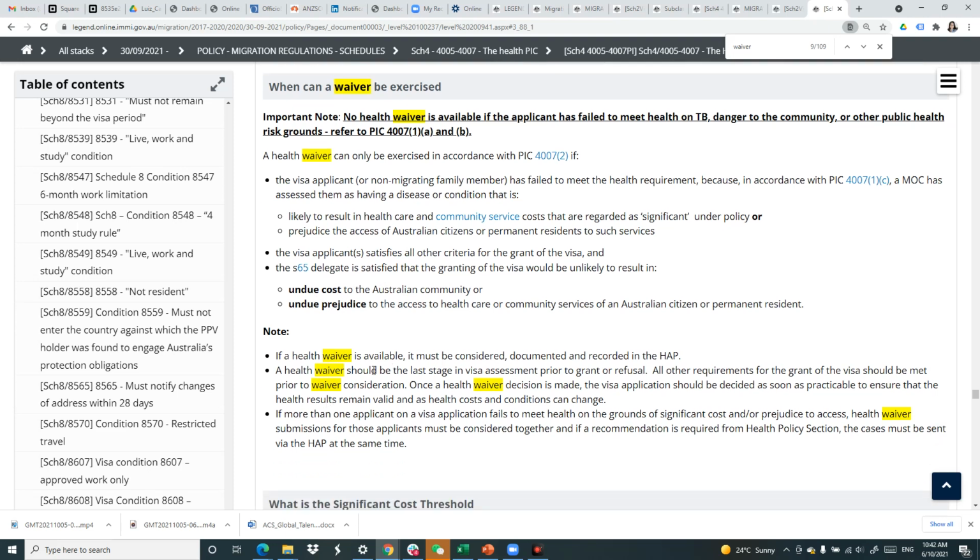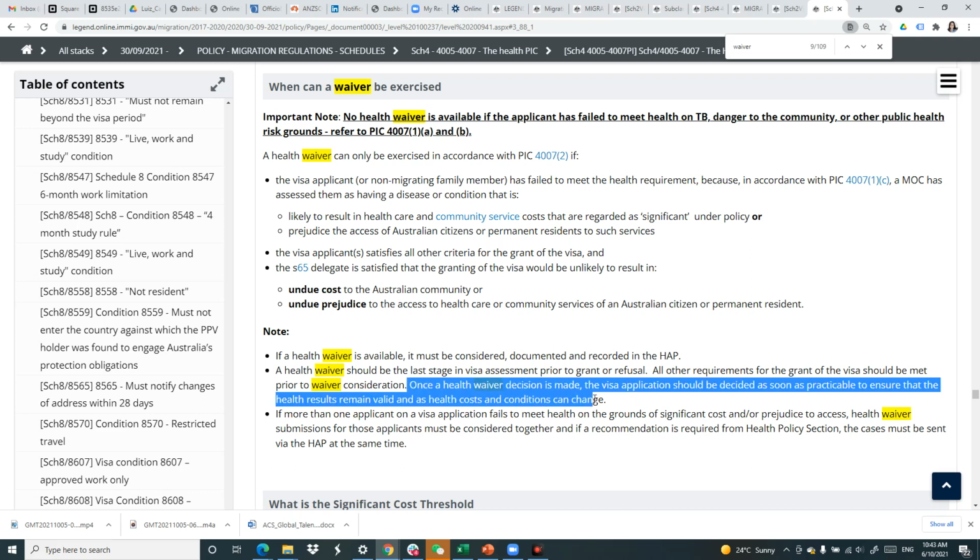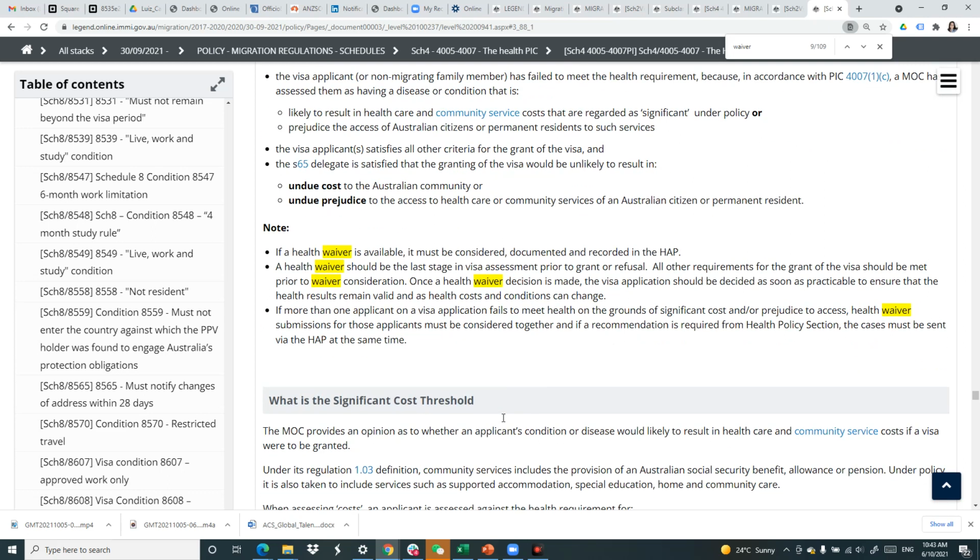Okay, so a health waiver should be in the last stage of the visa application, prior to the grant or refusal, which means once we have satisfied everything else, then we do the health waiver. Although preparation can be done beforehand, because we will need to consult and write information for this. Once a health waiver is made, the visa should be decided as soon as practical. They need to make a decision, they can't just wait forever. We provide sufficient information and supply the medical report. They should calculate; if they do not, we are going to calculate the cost.